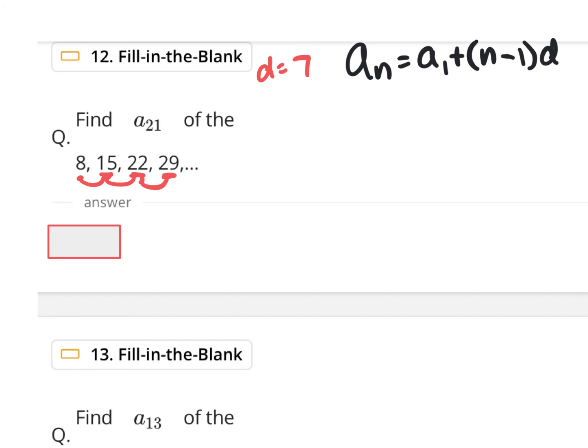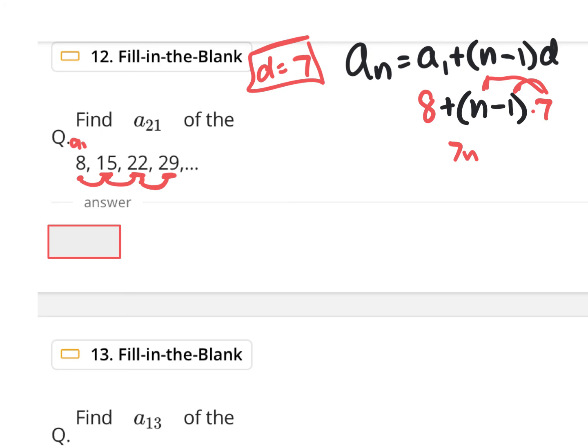So let's take the 8, the a sub 1, and put it right here. And of course we have the plus parenthesis n minus 1 times the common difference, and we said the common difference is 7, so put a 7 over here. We are multiplying by it. So what do we do? We distribute first. So we're going to have 7 times n, that's 7n. 7 times negative 1, that's negative 7. Bring down the plus, bring down the 8.